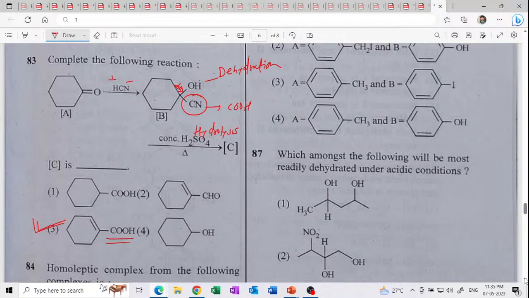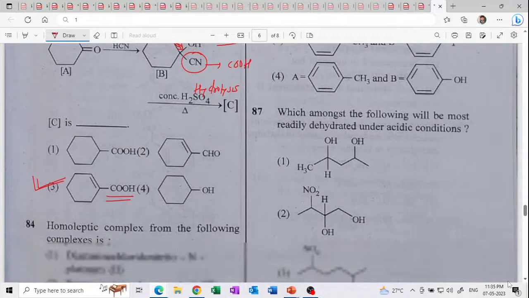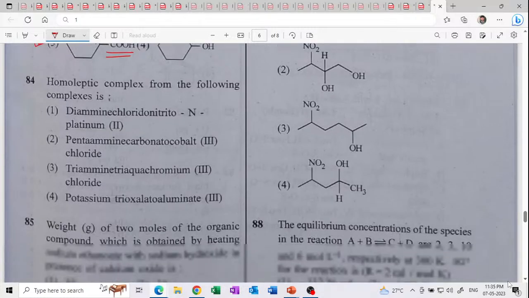One is formation of acid and the second is dehydration. So the dehydration and the hydrolysis of cyanide take place simultaneously. Get it? So the answer has a carboxylic acid as well as a double bond, the alkene. Because concentrated H2SO4 acts as a dehydrating agent, it dehydrates the alcohol. So the double bond forms within the ring also. So this is the formation of an alkene compound as well as the carboxylic acid.